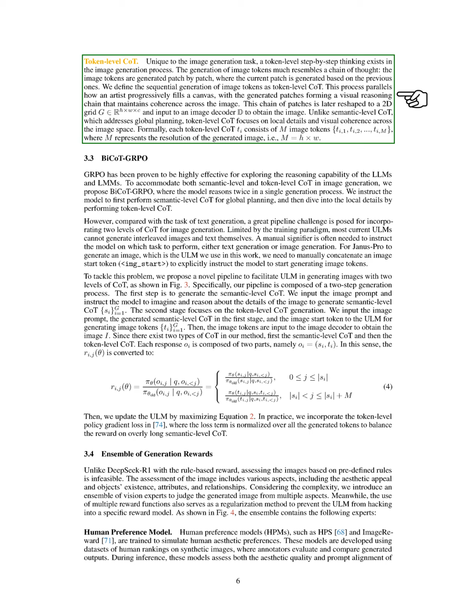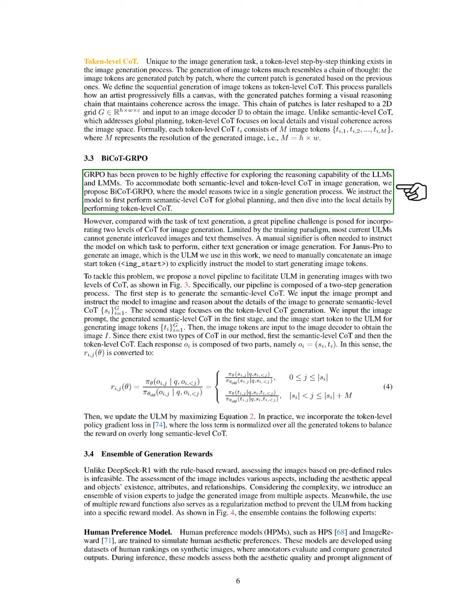Section: Token-level CoT. In this section, we discuss token-level chain of thought, CoT, in image generation. This process involves generating image tokens step by step, similar to how an artist fills a canvas, where each patch is created based on the previous ones. We refer to this sequential generation as token-level CoT, which focuses on local details and visual coherence, unlike semantic-level CoT that deals with overall planning.